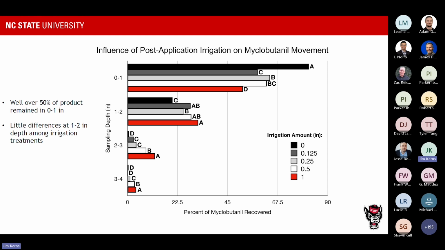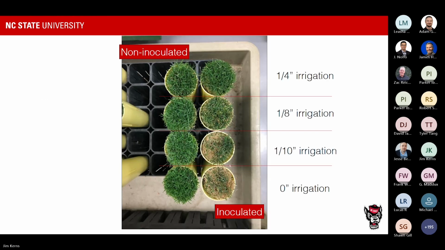The other question we always get about this is, well, I don't want it to move too far. Well, you see it's not, right? Very little collection at 3 to 4 inches and zero collection below that. Just as an example, here's non-inoculated creeping bentgrass on the left. This is inoculated with the summer patch pathogen, treated with either azoxystrobin or propiconazole, I can't remember which. Both excellent for summer patch. Notice with no irrigation, terrible control, with a 10th, no difference between the 1/8 and the 1/4, right?